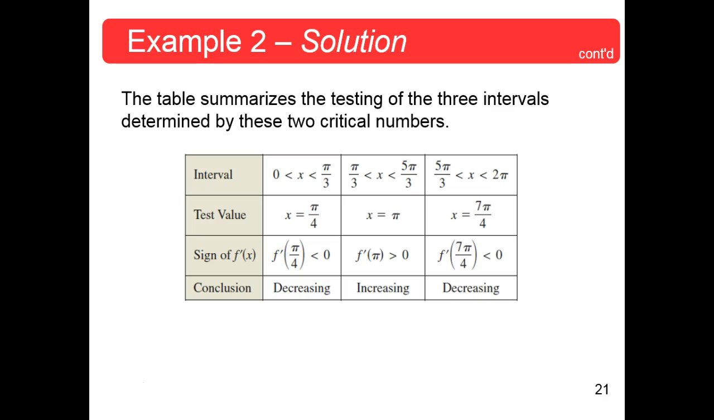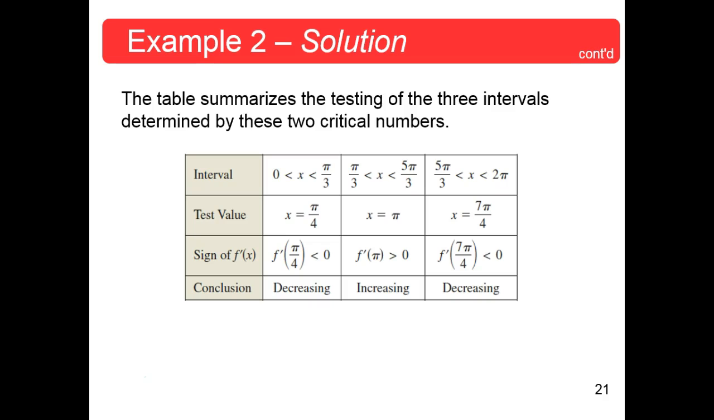So f prime at pi fourths we found was negative because here cosine is root 2 over 2. 1/2 minus that is negative, so it's decreasing to the left. And then they picked pi, and cosine of pi is -1. And 1/2 minus a -1 would be 1/2 plus 1, which is positive. So that would be increasing to the right, decreasing to the left, increasing to the right, has to be a relative minimum.